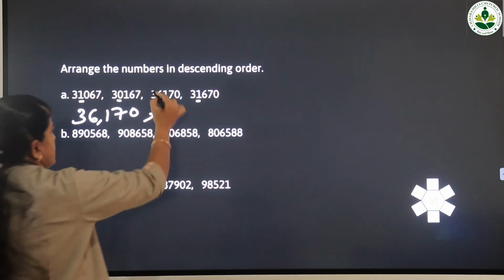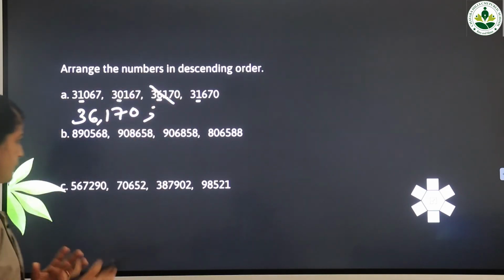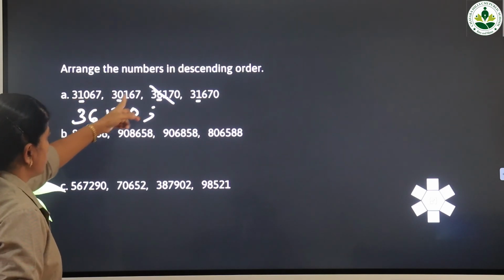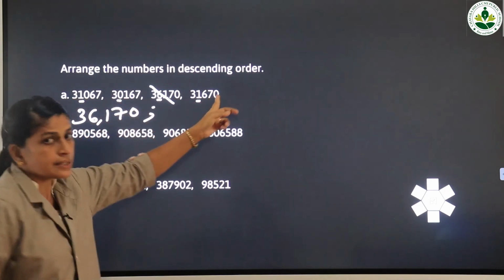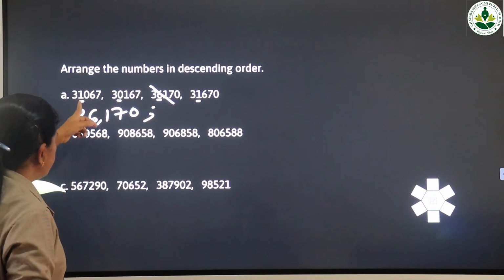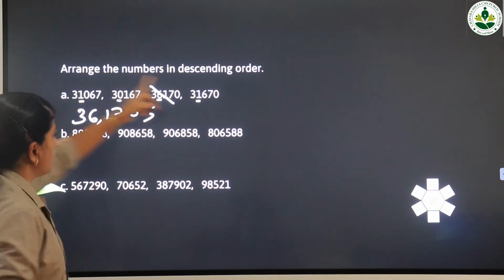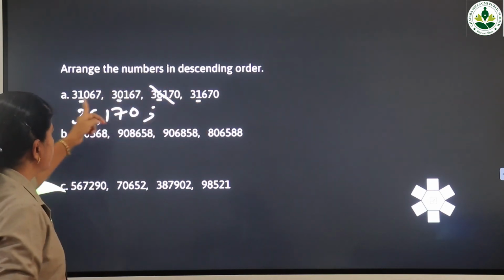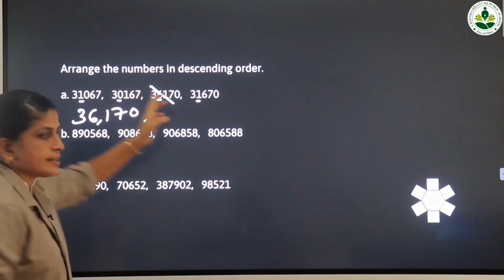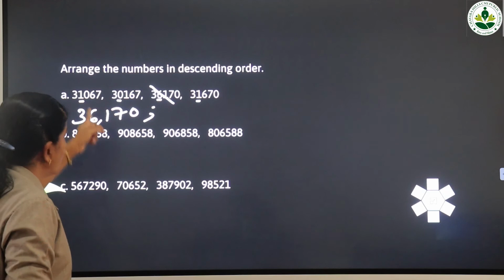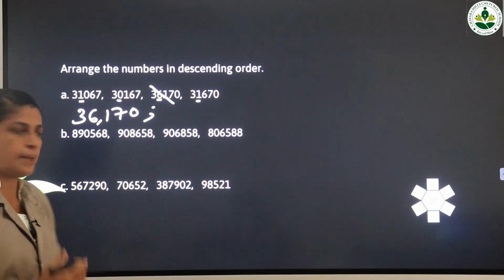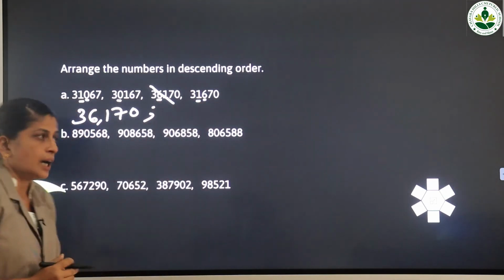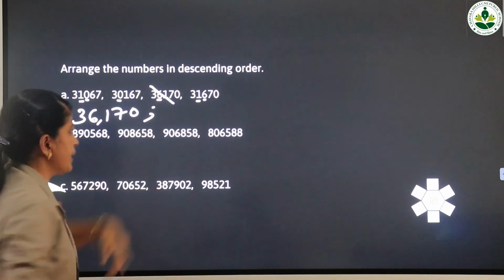Okay. Therefore, this number we have already written. Therefore, no need to write that again. Next one, 31,067, 30,167, and 31,670. The second digit from the left side for the first number and the second number is 1. Therefore, compare these two numbers. The second digit from the left place is same in both the numbers. Therefore, compare the third digit from the left side. The third digit is 0 in the first number and 6 in the last number. Therefore, this will be the bigger number.